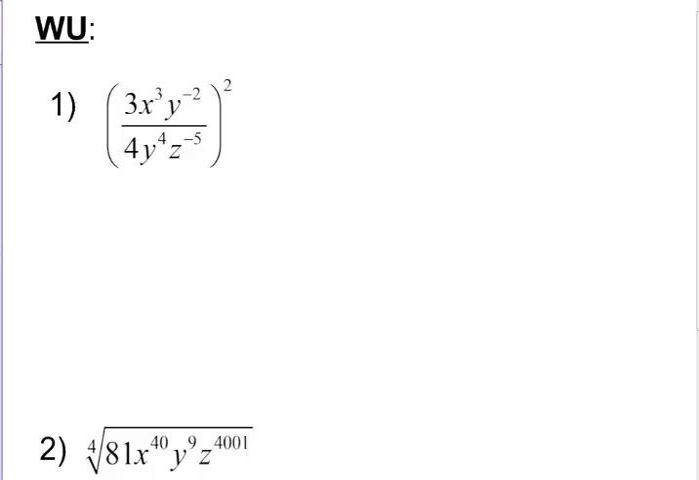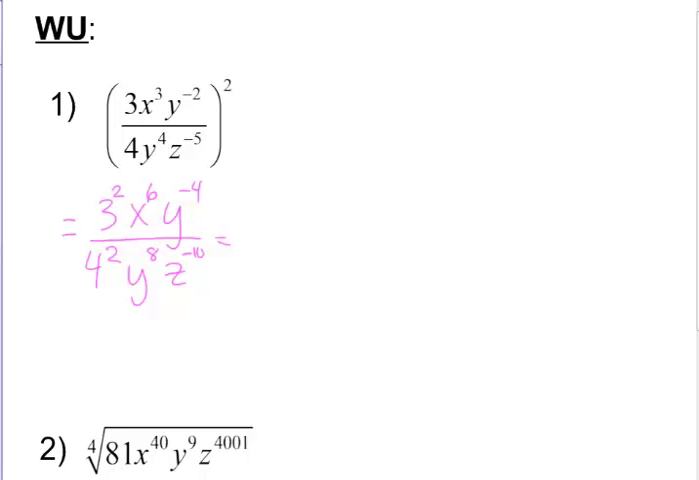Okay, so number one, we're raising to the second power. So everything inside the parentheses is raised to the second power. So 3 to the second, x to the 6, y to the negative 4, over 4 to the second, y to the 8, z to the negative 10. Okay, is that what everybody's got so far?